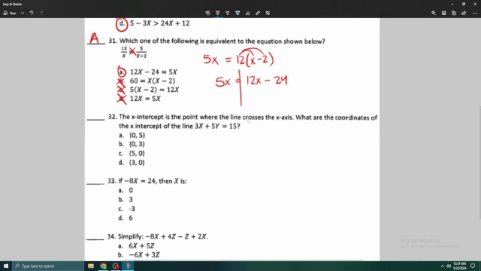The x-intercept is the point where the line crosses the x-axis. What are the coordinates of the x-intercept of the line 3x plus 5y equals 15? This is pretty simple to explain.